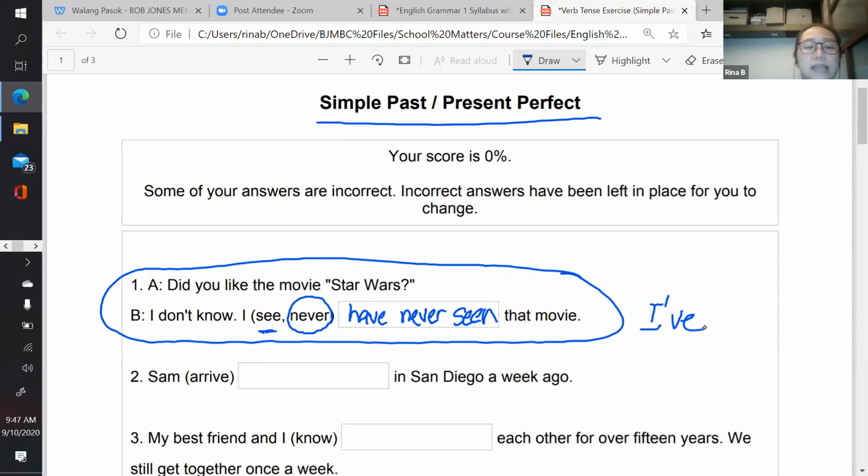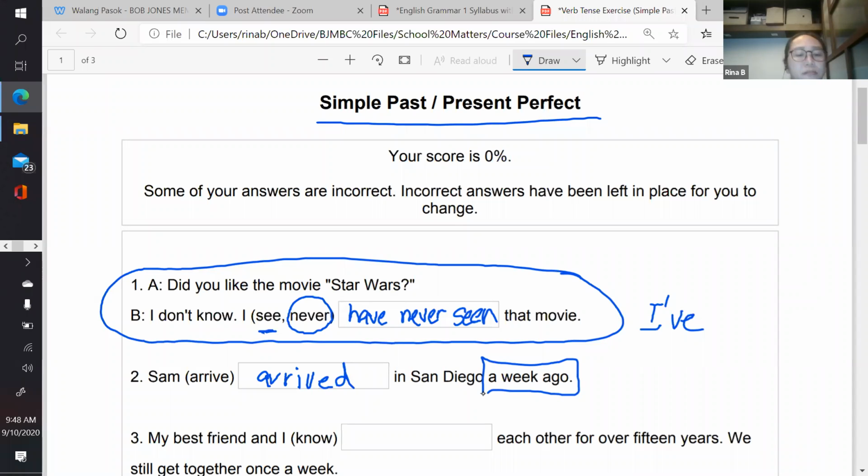Okay. Next. Sam, right? Why do we know we need to use the simple past? A week ago. That's our clue. It's a specific point in the past. So just use the simple past.